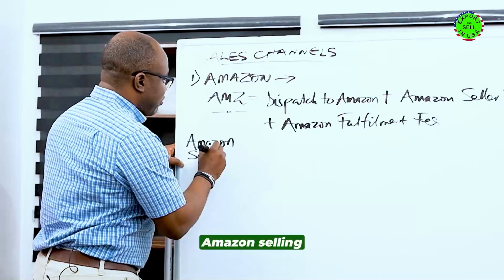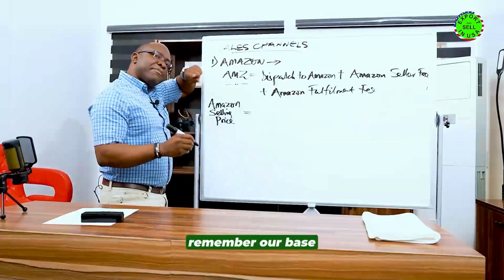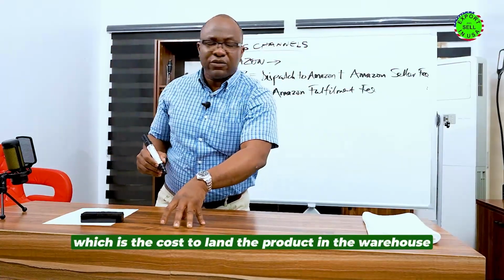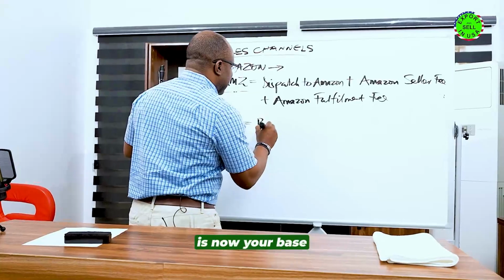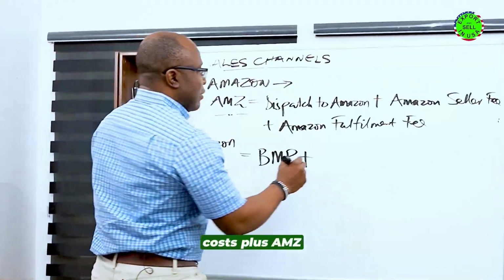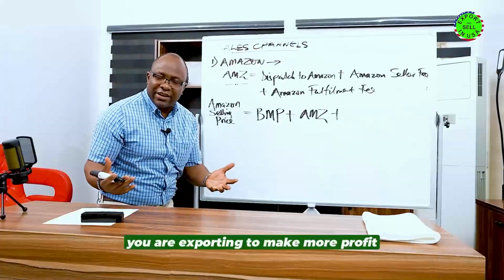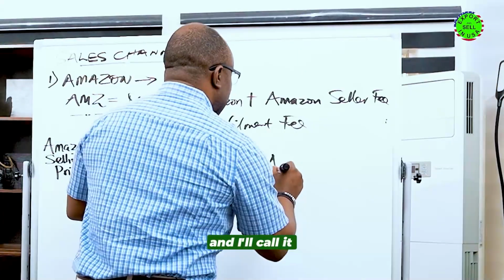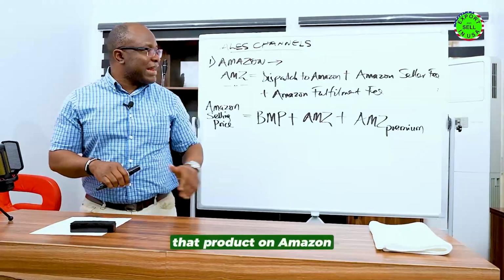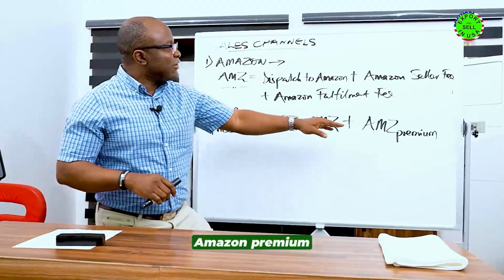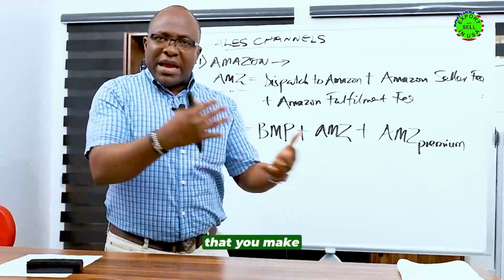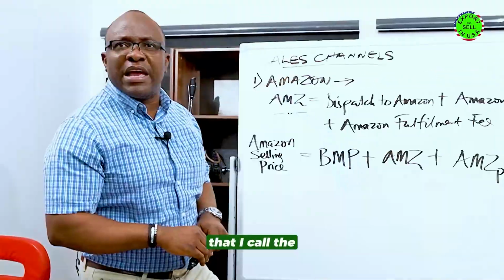Amazon selling price is now equal to what? Remember our base minimum price, which is the cost to land the product in the warehouse, right? The price you are going to sell at on Amazon is now your base minimum price plus all the Amazon costs, plus AMZ, and you are exporting to make more profit. I'll call it AMZ premium. That is how much you are going to sell that product for on Amazon. What is the Amazon premium? It is the extra amount above the profit that you make selling locally that I call the AMZ premium.